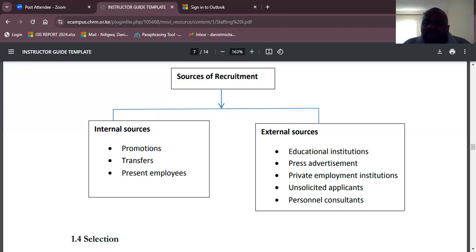Then we have external sources. These are sources that are outside the organization, and the organization has little or no control of these sources. For example, we can talk about educational institutions. These are tertiary institutions like colleges, universities, and professional bodies.